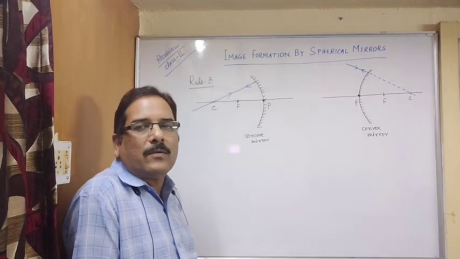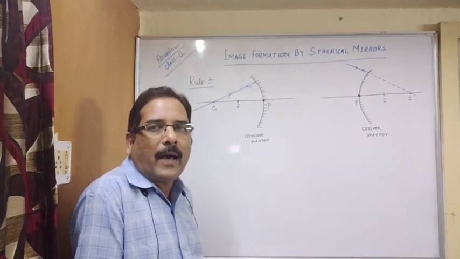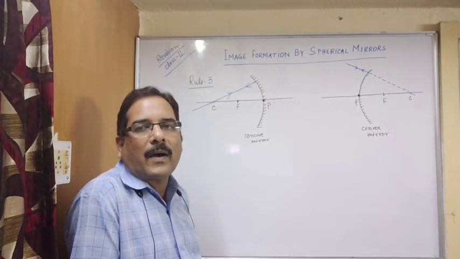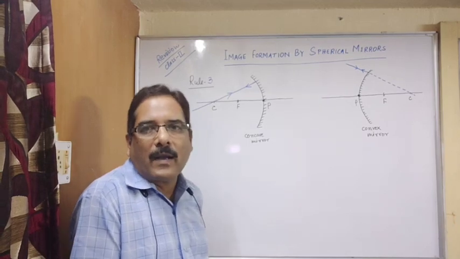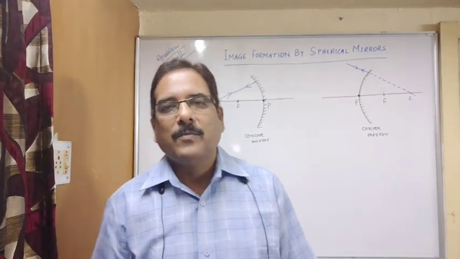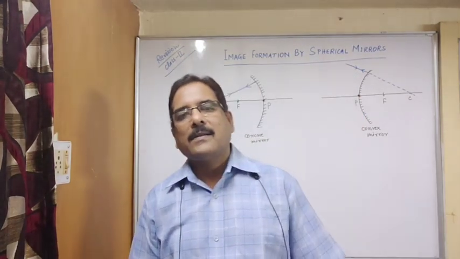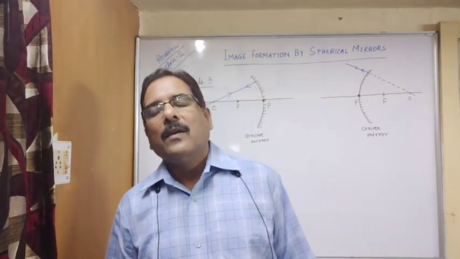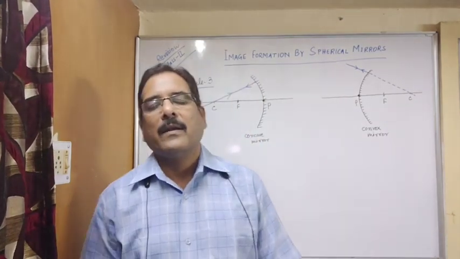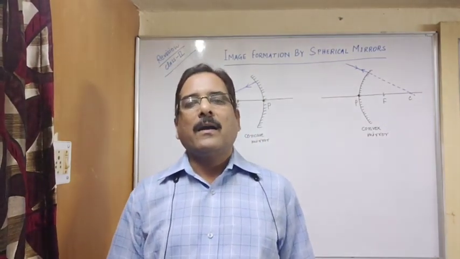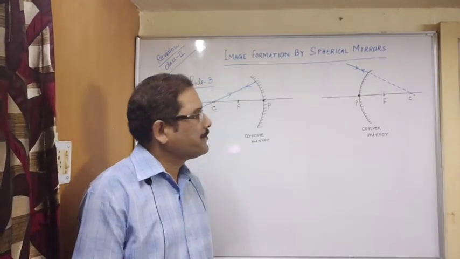Very simple rules, that if a ray of light is parallel to principal axis, it will pass through focus. Second rule is just opposite. If a ray of light is passing through principal focus of a mirror, it becomes parallel to principal axis. And the third rule, if a ray of light passes through center of curvature of a spherical mirror, it will return back along the same path after reflection.